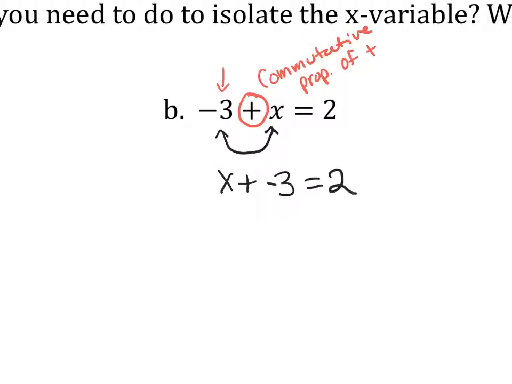Commutative property of addition. Again, that just means negative 3 plus x is the same as saying x plus negative 3. And then when you add a negative number, what's that the same as doing? Subtracting. So then this is just going to become x minus 3 equals 2.